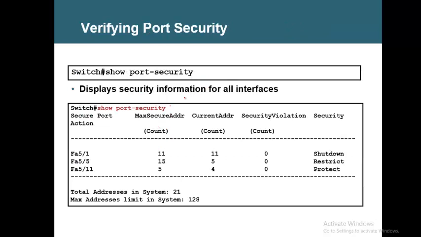Verification command: show port-security. Here it says these are the 3 ports where port security is enabled. And these are the number of MAC addresses that can be learned on each port. We have configured 11. By default, it is only 1.